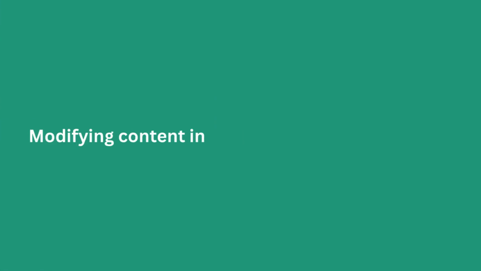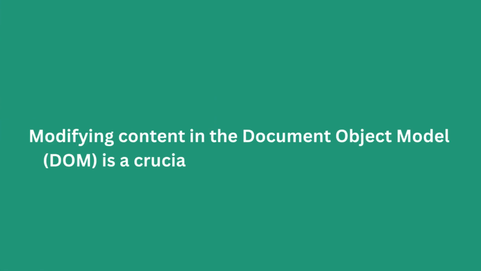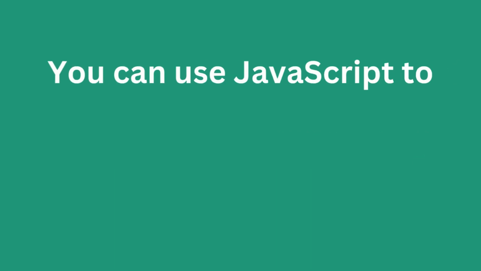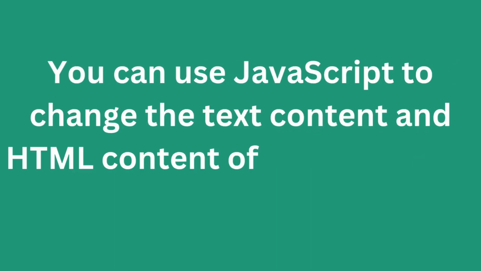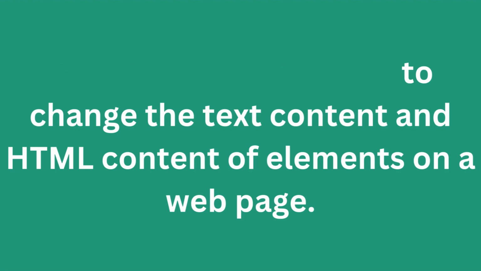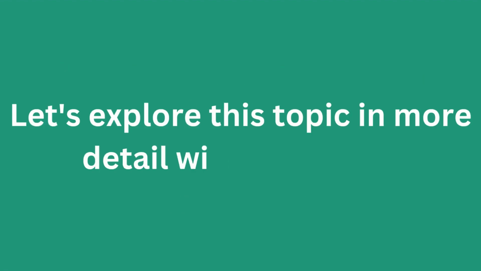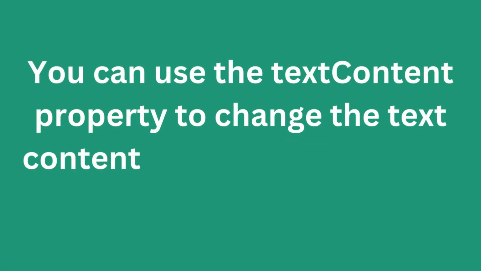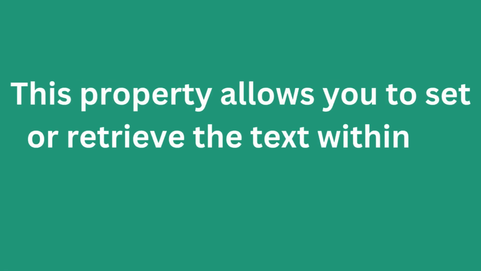Modifying content in the Document Object Model, DOM, is a crucial aspect of web development. You can use JavaScript to change the text content and HTML content of elements on a web page. Let's explore this topic in more detail with examples. Changing text content: you can use the textContent property to change the text content of an HTML element. This property allows you to set or retrieve the text within an element.